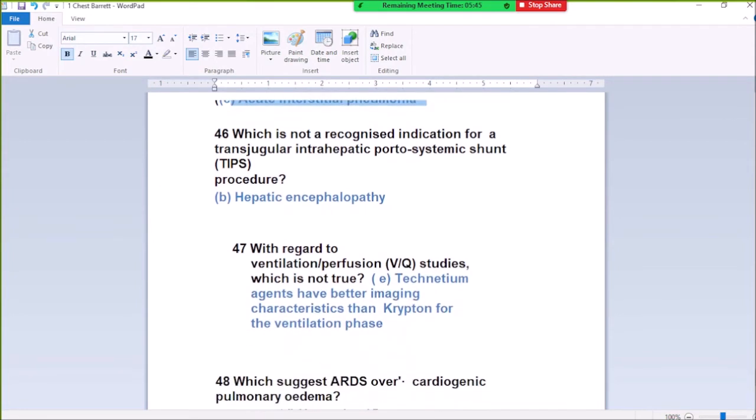46. Which is not a recognized indication for a transjugular intrahepatic portosystemic shunt procedure? Hepatic encephalopathy. Not indicated for TIPS is hepatic encephalopathy.